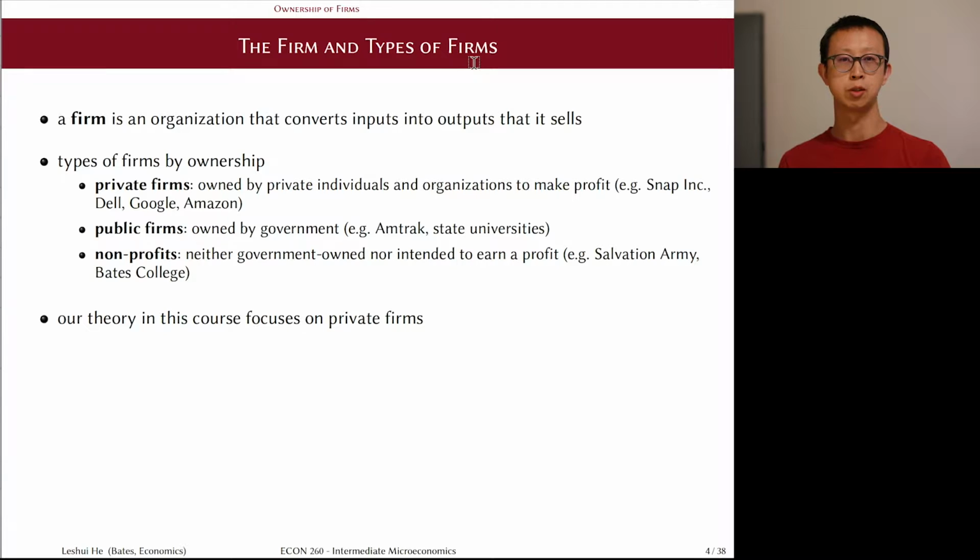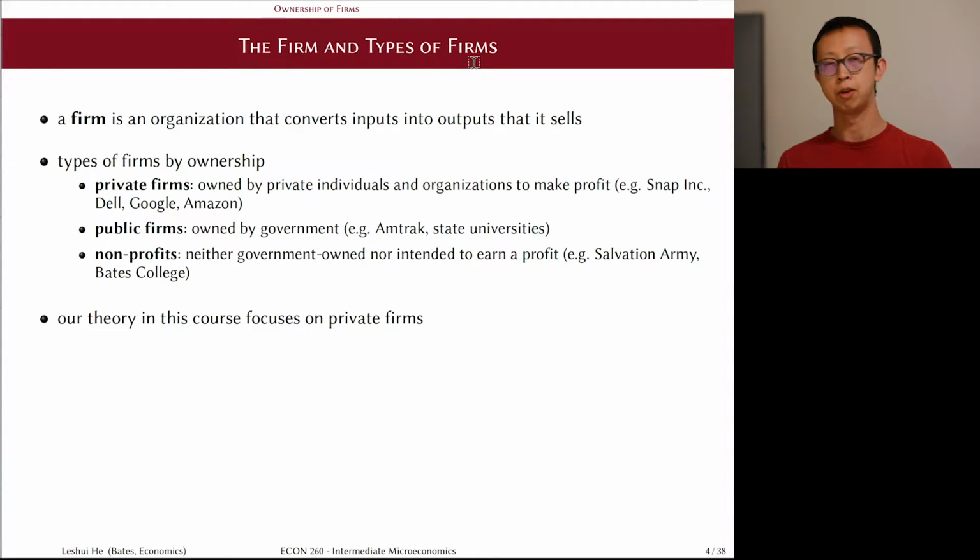Generally speaking, we use the term firm to refer to an organization that converts input into outputs, that is, sells on the market. In real life, there are many different types of firms. One way to characterize them is to separate them by ownership. There are private firms, which are owned by private individuals and organizations to make profit. These firms' ownership may or may not be traded in public markets such as New York Stock Exchange, but they're primarily owned by private entities to pursue profits.